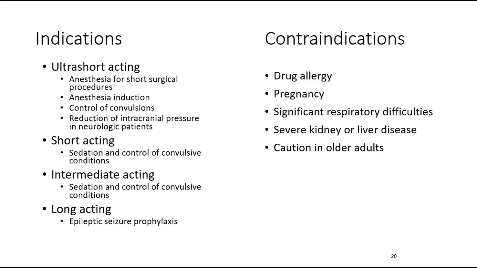So there's different types of barbiturates. We have our ultra short acting, which is used in anesthesia and for people with seizures if they're actively seizing. Short acting is also used for sedation and seizures. Intermediate action is used for more sedation and seizures, but our long acting is just used prophylactically for seizures.